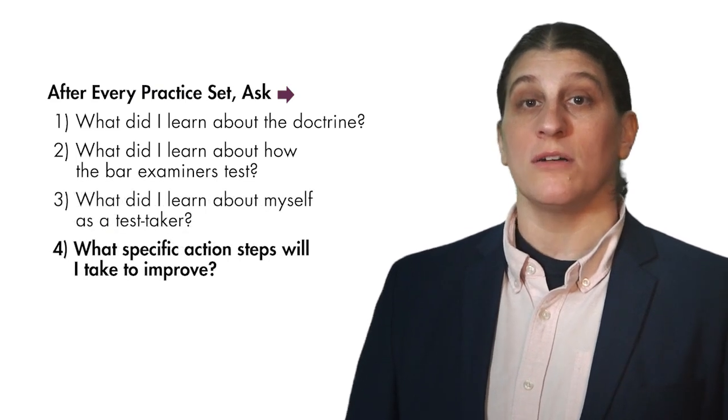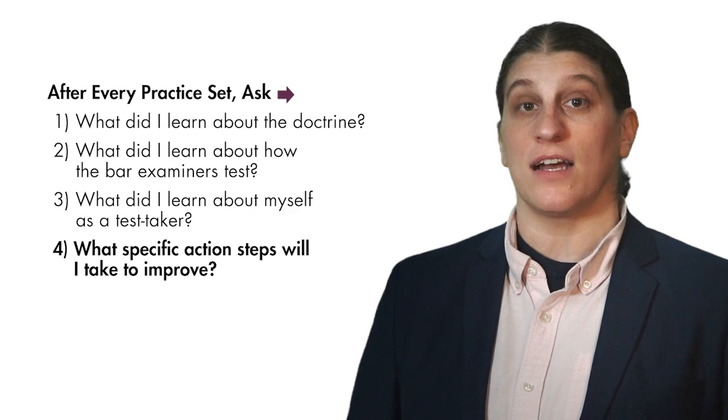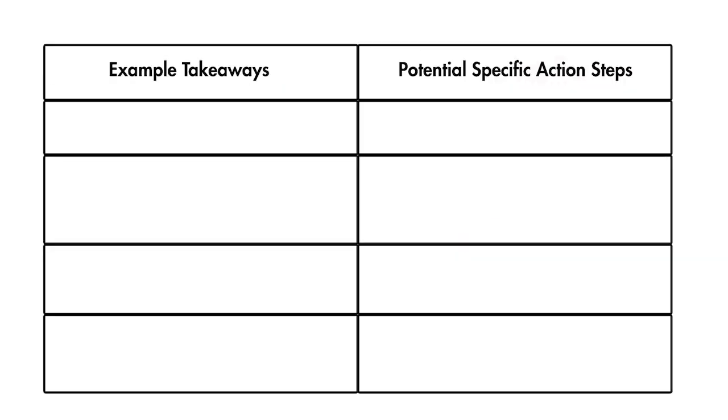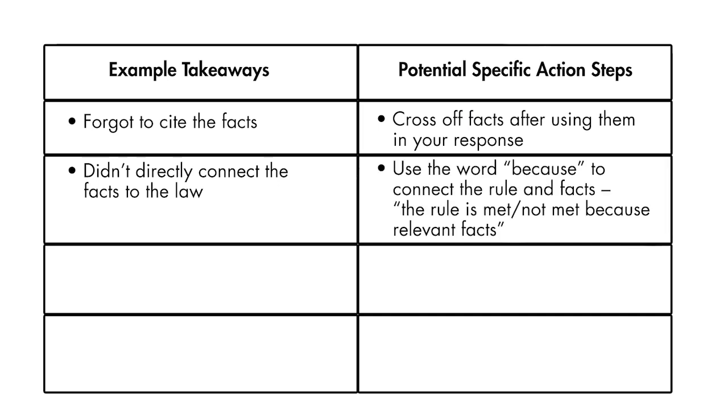Finally, always come up with 1 or 2 concrete steps you can take to improve your performance the next time you approach written practice or a set of multiple-choice questions. For example, if you forgot to cite facts, try crossing off the facts as you use them. If you didn't directly connect the facts to the law and just summarized facts or concluded, try using the word because in every application sentence.